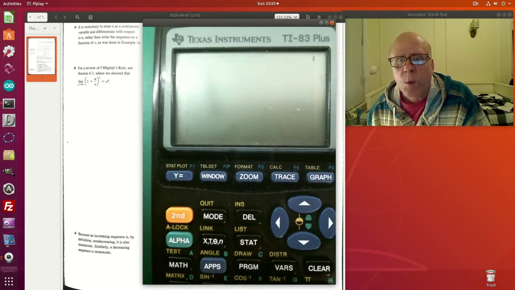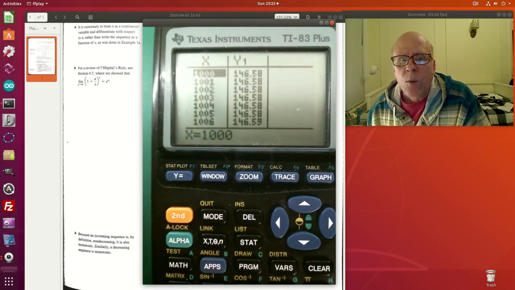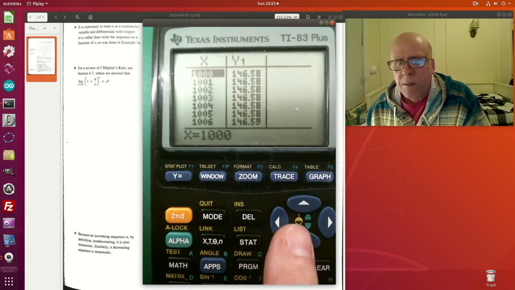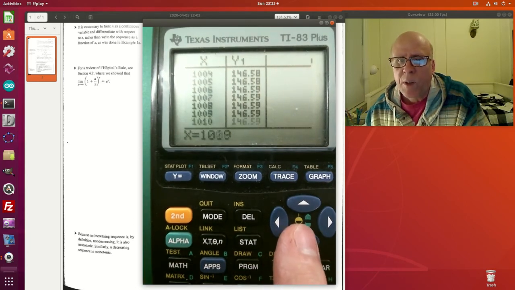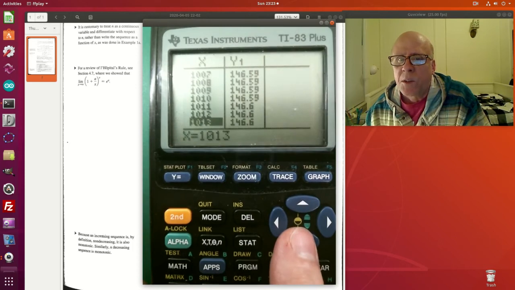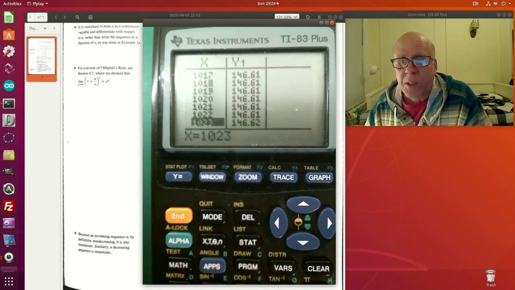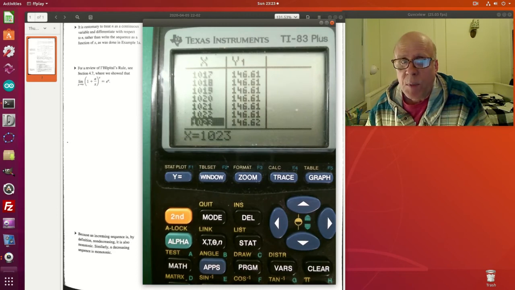And look at the table. 146.58, 585. They're all 5.8s. Oh, there's a 5.9. And then I bet it stays at 5.9 for a while. There's a 46.6. Yeah, you get the idea. It's approaching this thing, but it's going to take a long time to get there.